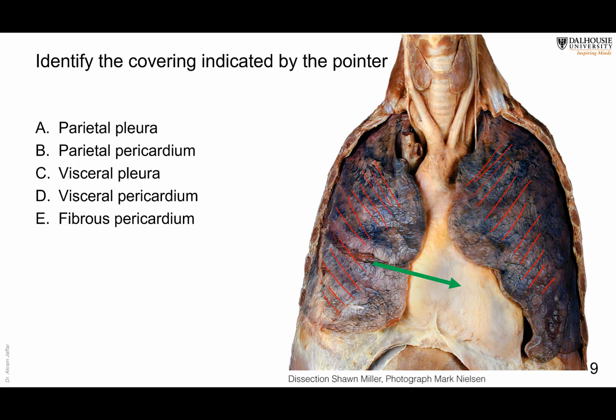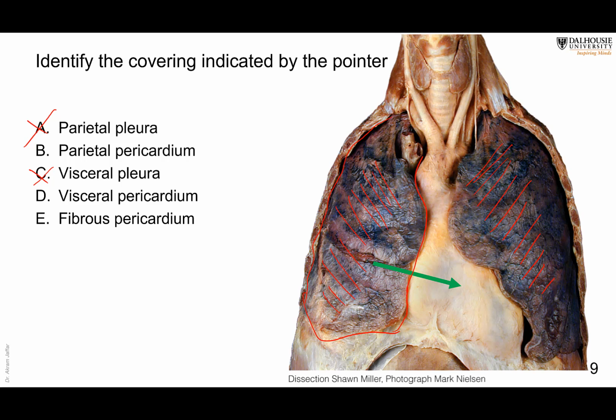And the part which is closely related to the lung is the visceral pleura. So the visceral pleura is not the marked structure. Also, it is not the parietal pleura, because the parietal pleura lines the thoracic cavity, it covers the diaphragm, and it continues to line or cover the mediastinal structures. So again, it is not the parietal pleura.